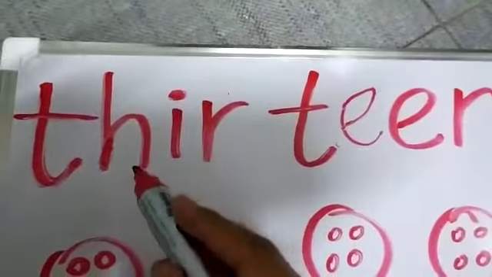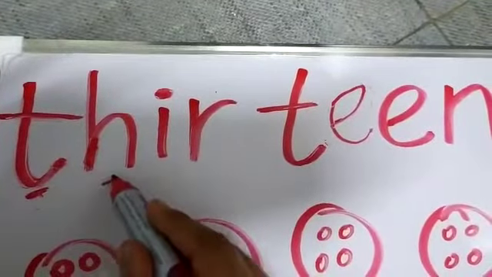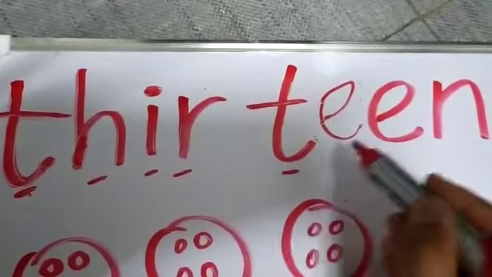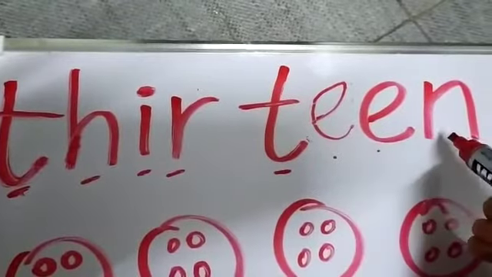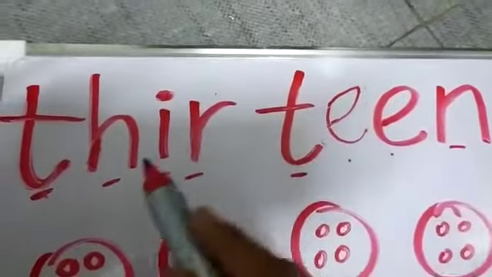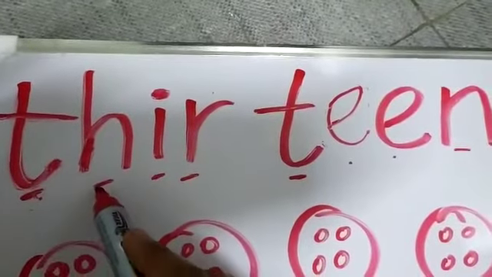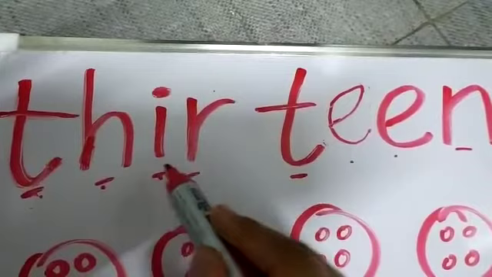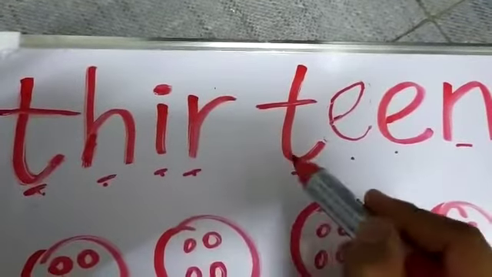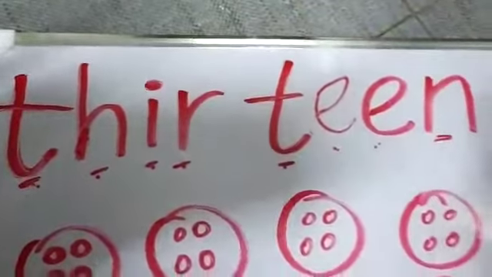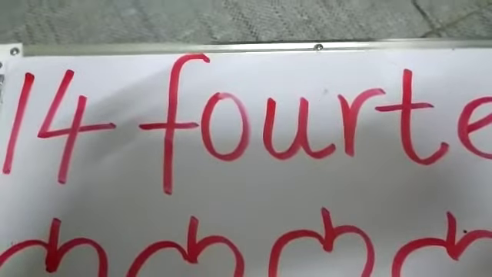T-H-I-R, thir, T-E-E-N, teen. 13. T-H-I-R, thir, T-E-E-N, teen. 1, 3, 13. Okay, my dear students, can you tell me what is this number?